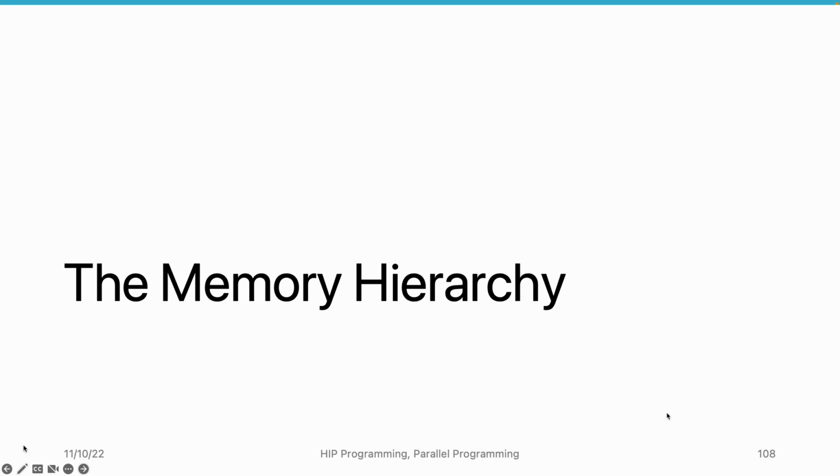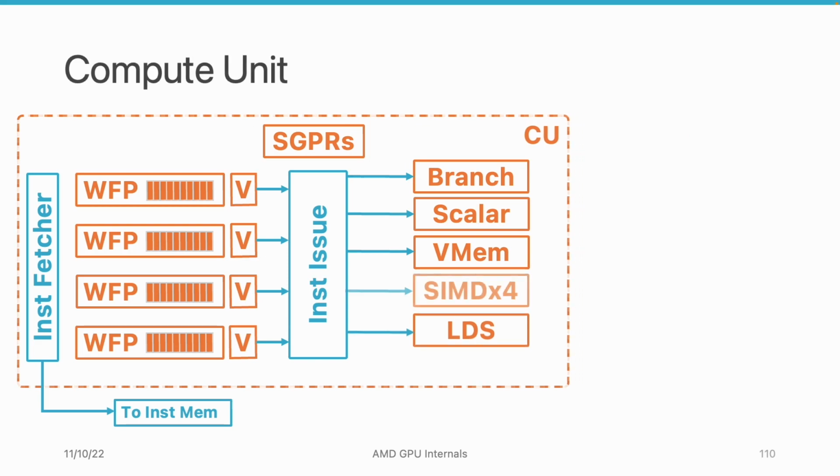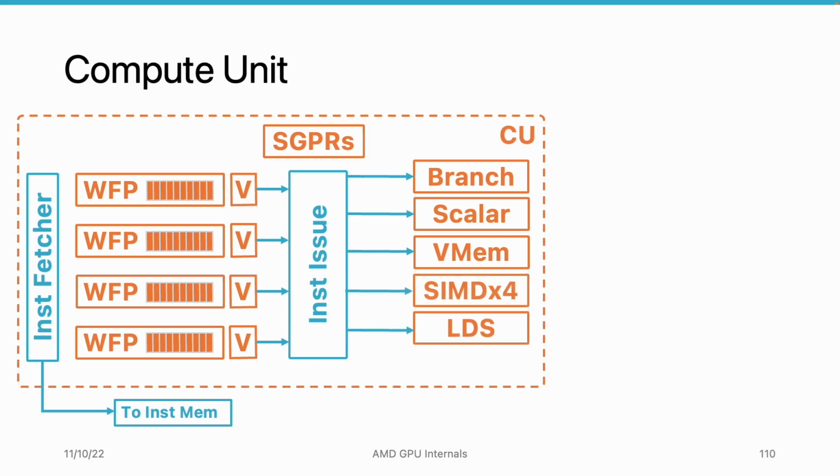In this video, we're going to introduce the memory hierarchy of a GPU. In the previous video, we showed this compute unit data structure. In one part, the instruction fetcher needs to interact with the instruction memory. On the other side, we also mentioned the scalar unit and the vector memory also need to interact with the memory system. Let's make this figure smaller.